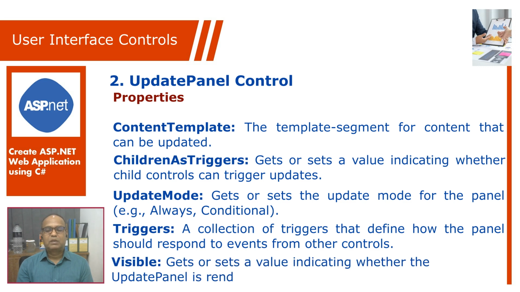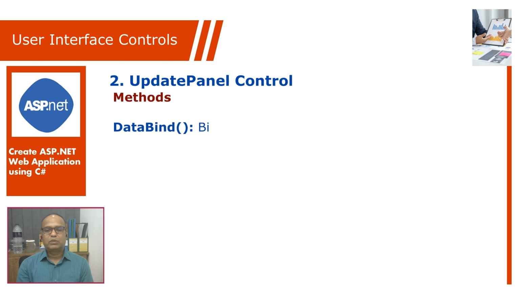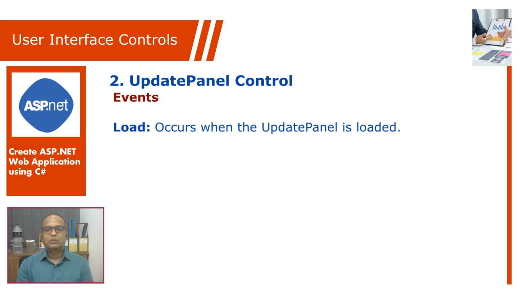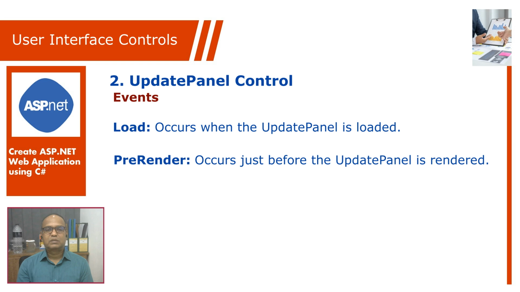Visible. Gets or sets a value indicating whether the update panel is rendered. Methods. Data bind. Binds the data source to the update panel. Events. Load. Occurs when the update panel is loaded. Pre-render. Occurs just before the update panel is rendered.